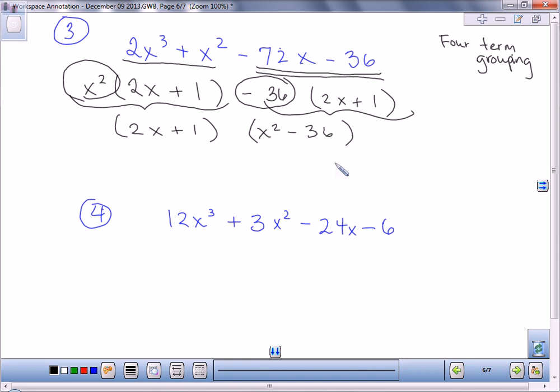Okay, am I done or will this factor further? It'll factor further because the x squared minus 36 factors to x plus 6 and x minus 6. Now I'm completely done.